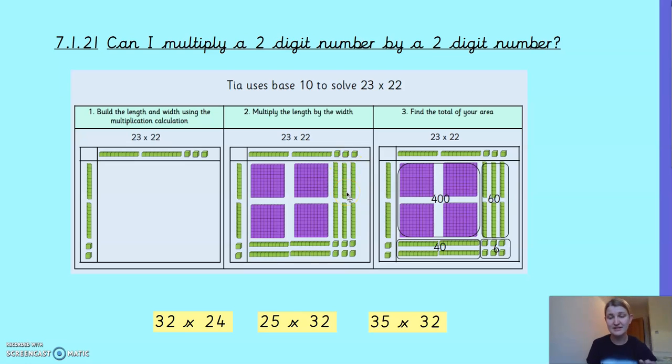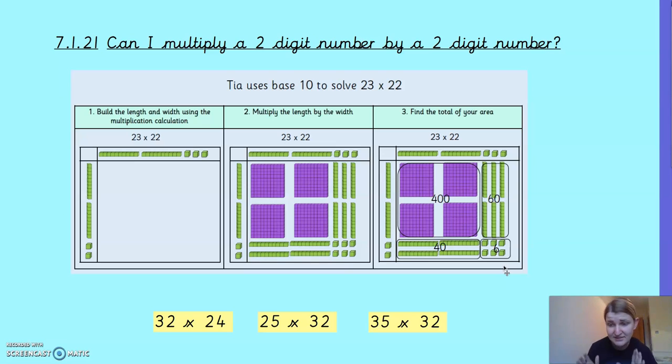Alternatively, instead of looking at it as each separate 10 and 1, I could say, look, I've got my 20 times 20 in my tens. That's made 400. I've got my 20 times 2. That's made 40. 20 times 3, which has made 60. And 3 times 2, which has made 6. Okay, so essentially she's made her length and width just by making the numbers using base 10, and then she's filled in the area with the numbers that it would make by multiplying them.